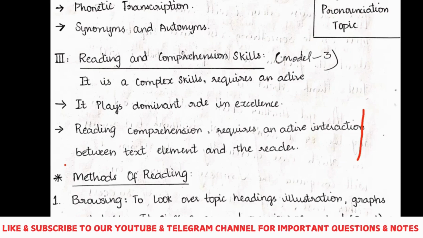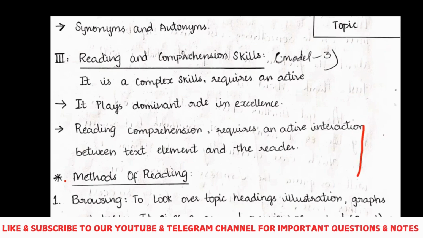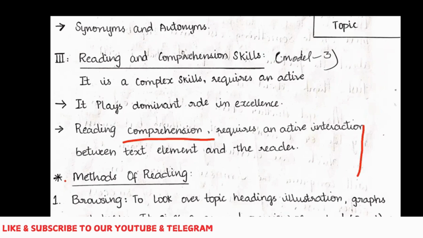Then here comprehension skill is there. What is comprehension skill? It is a complex skill that requires active engagement. When you are doing this comprehension, what is that? We have a paragraph. After that paragraph, we have some questions. You should have a complete knowledge of that paragraph, then only you can answer the following questions. Am I right? So here you have to improve your comprehension skills.